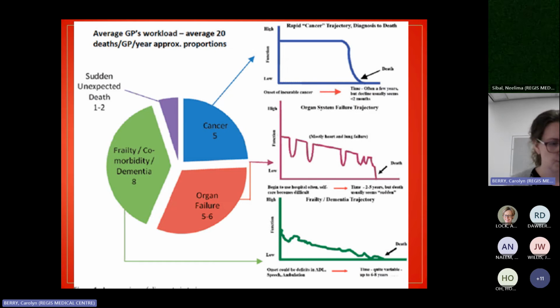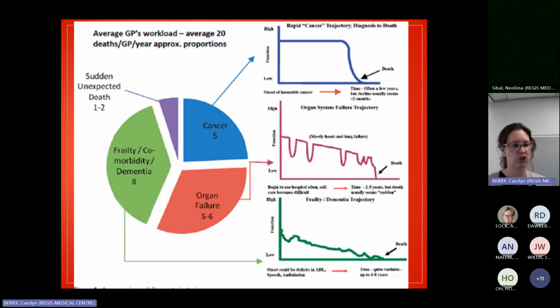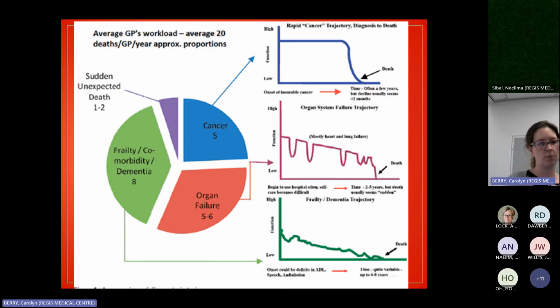So, as Becky said, approximately 1% of the population will die in the year of a GP list, and this image is actually taken from the GSF guidance. So the suggestion is for an average GP, they will have approximately 20 deaths per year, and of those, only 1 or 2 will be sudden and unexpected, which means the rest are probably predictable.